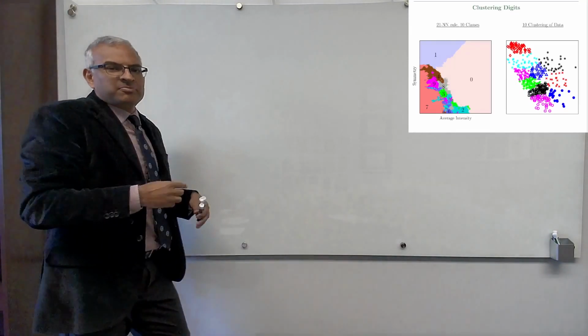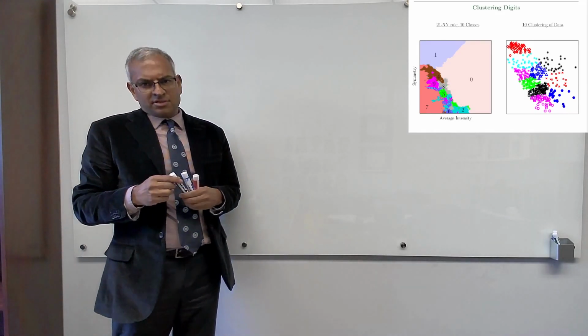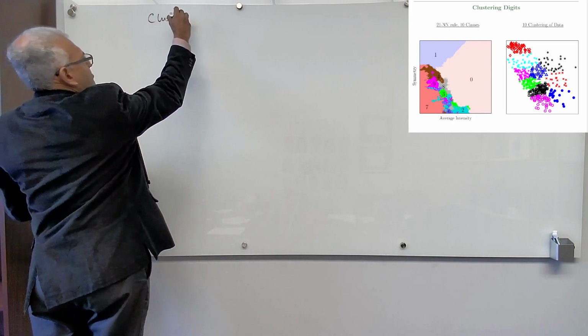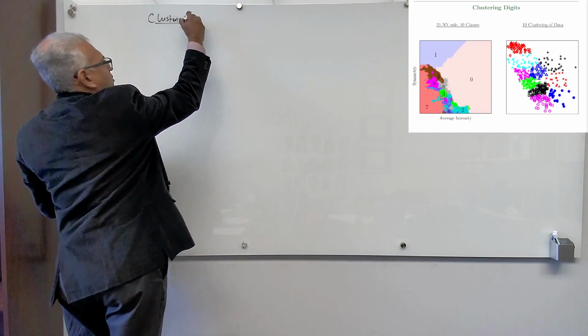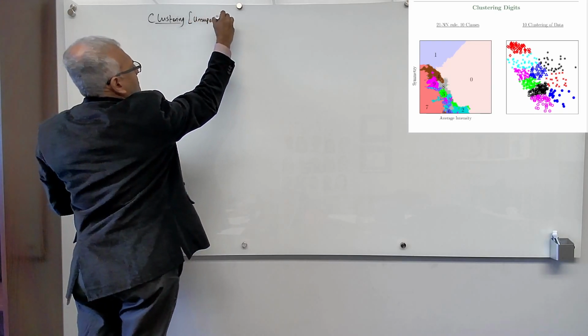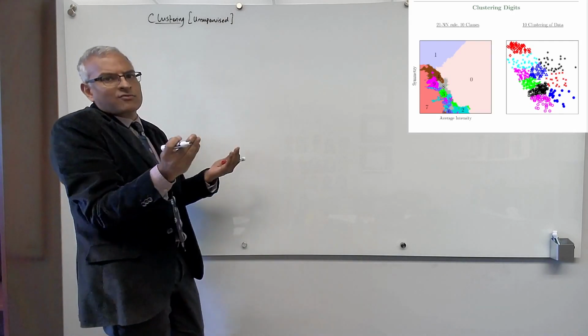I left the slide up so that you can have some context for the problem we're about to define, which is clustering. Okay, so clustering. This is an example of unsupervised learning. In the unsupervised setting, you still have your data, but you don't have y values.